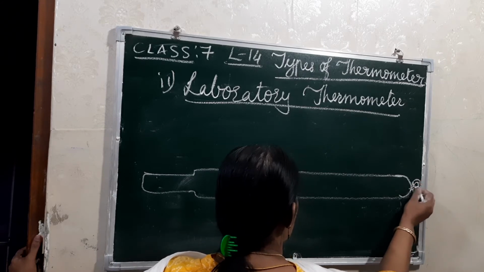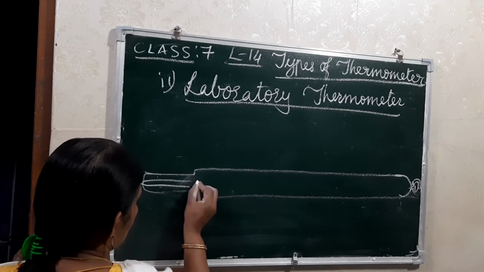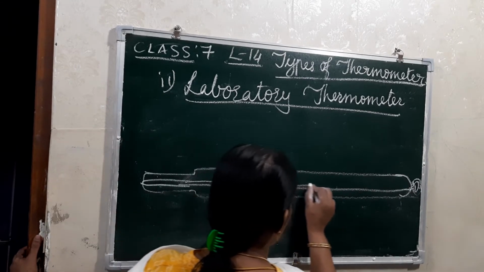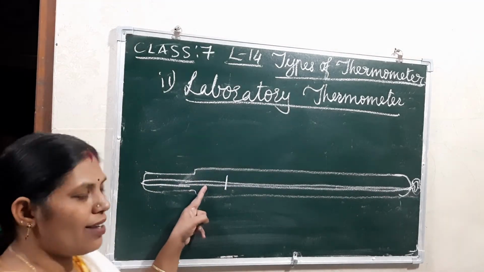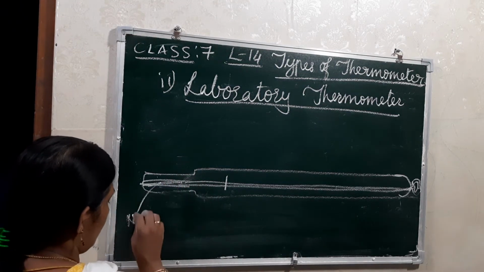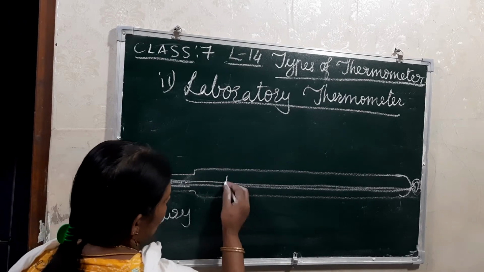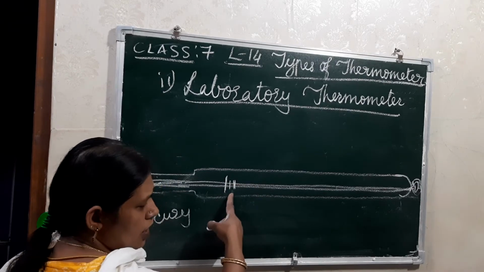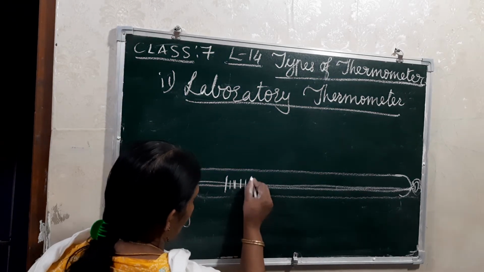Here also the mercury thread goes, and here it will not have the kink. This is the mercury, and this is the glass tube, and from here it measures. The same way here also, one division means 0.2.